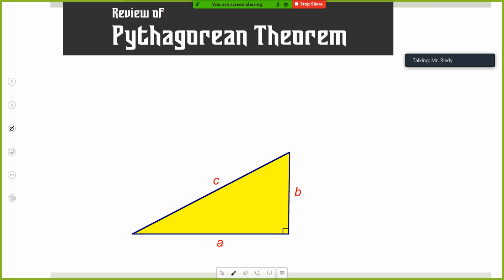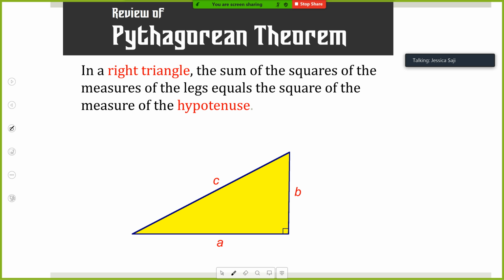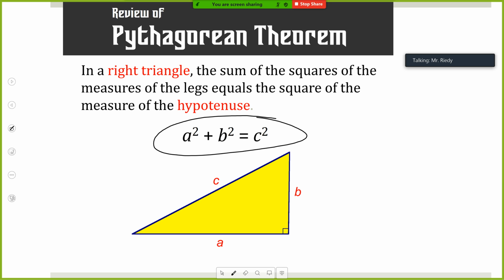Where we are going to spend time is reviewing the Pythagorean theorem. Anybody? What's the Pythagorean theorem? A squared plus b squared equals c squared. Perfect. Okay. If you ask anyone on the street, they're going to tell you a squared plus b squared equals c squared.